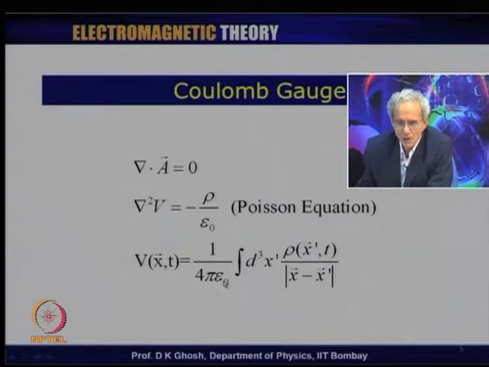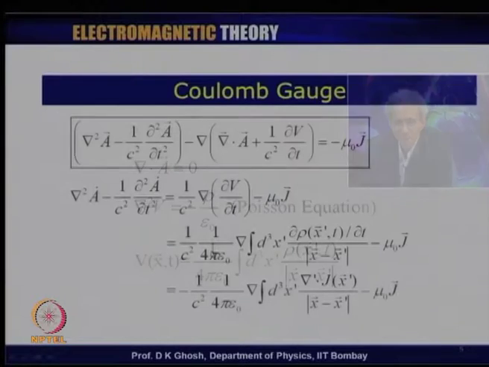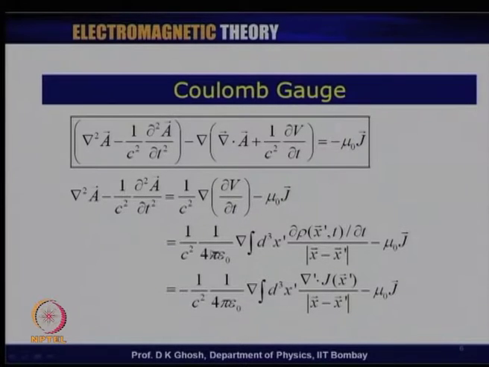So, that equation stands by itself, which has a solution V of x, t equal to 1 over 4 pi epsilon 0 integral d cube x prime rho of x prime, t over the modulus of x minus x prime. This of course, we know is the formal solution of this equation, because if we apply del square on both sides, del square of 1 over the modulus of x minus x prime is minus 4 pi delta function, and that will take care of this. The problem is with the second equation.